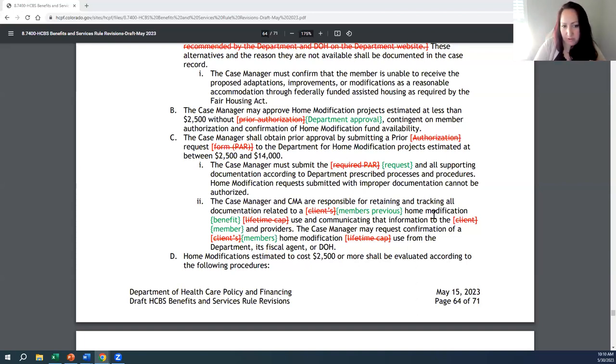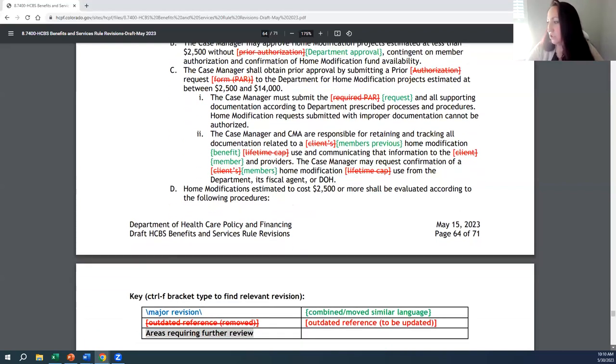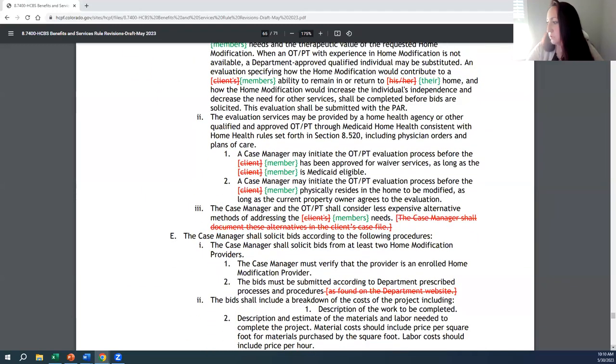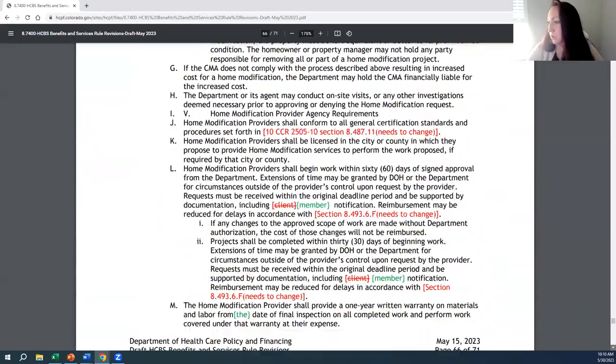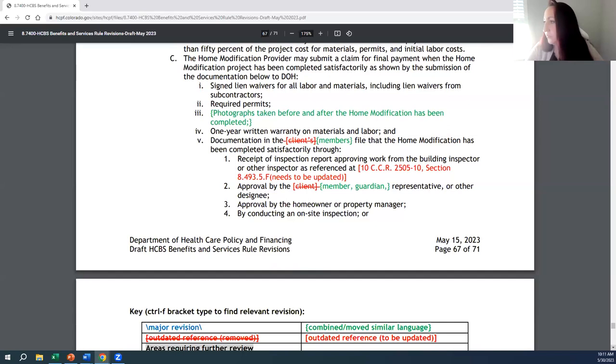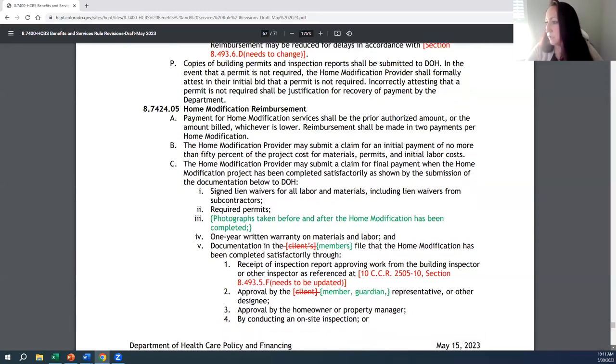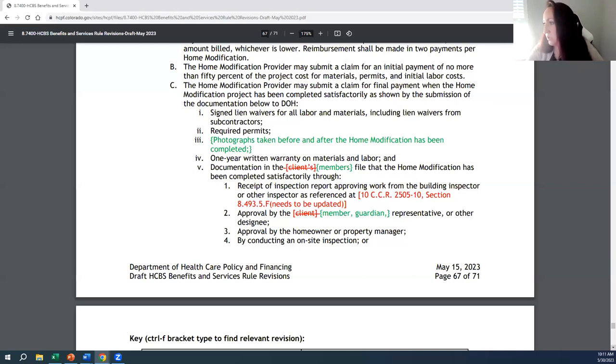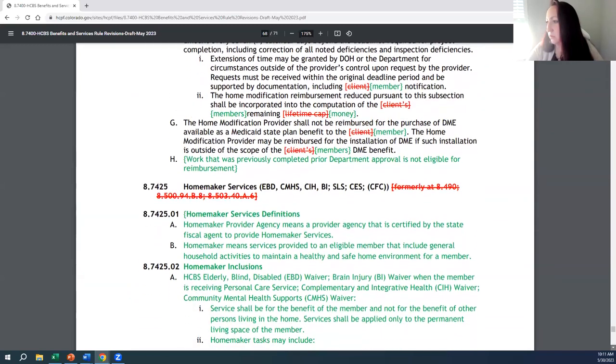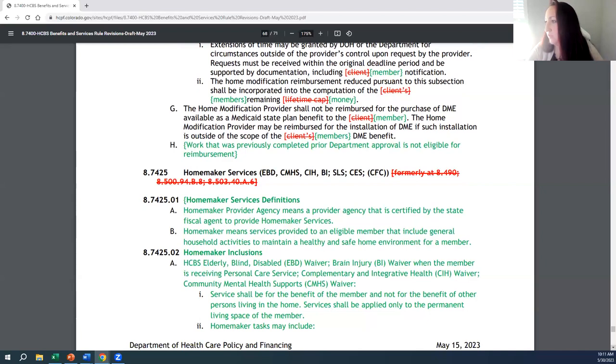Sorry, I'm looking at my pages to see if I'm going to have to be scrolling a bunch for you all, but it looks like there's some more to read pretty soon here. So here again, it's just a lot of the language changes, so we are going to skip through those. And there's a little bit of an add here for home modification reimbursement: photographs taken before and after the home modifications have been completed. That would be under the submission of claim. And work that was previously completed prior to department approval is not eligible for reimbursement.